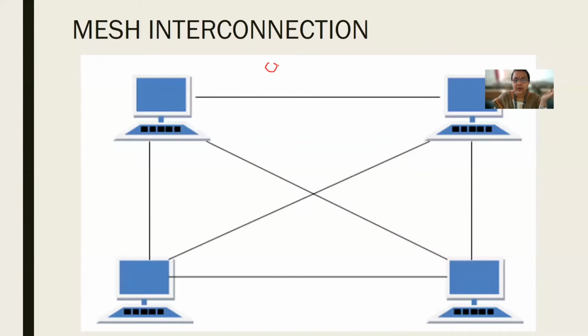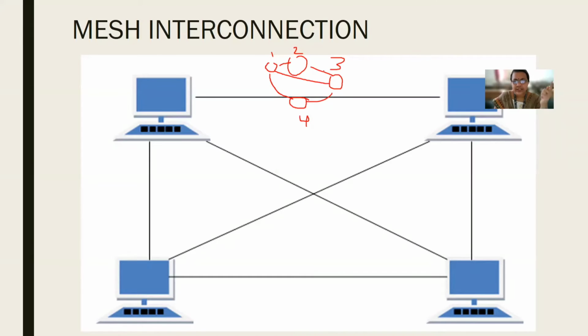In a ring, say 1, 2, 3, 4. If I want to send data from 1 to 3, I have to send the data through 2 only. 1 to 2, then from 2 to 3. I can't directly transfer data from 1 to 3.